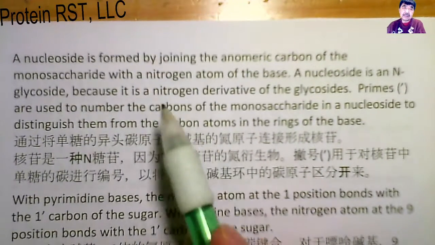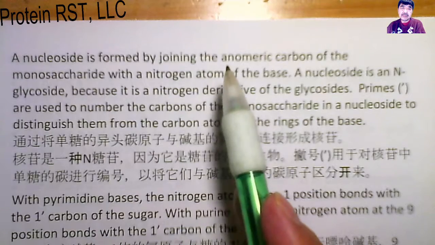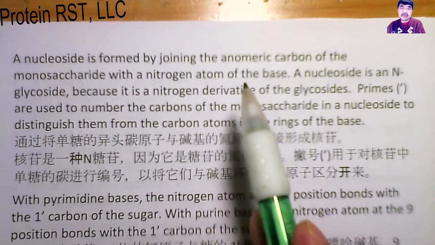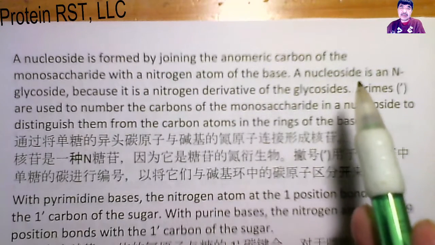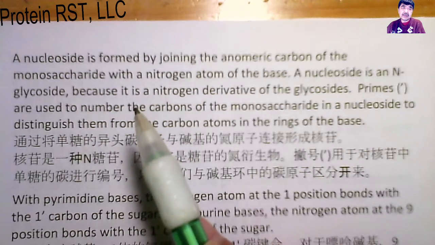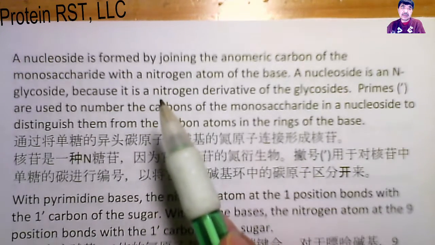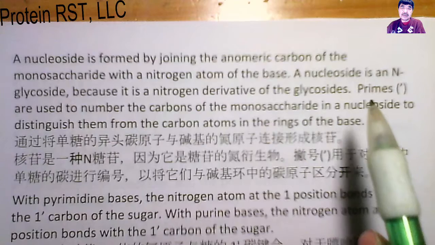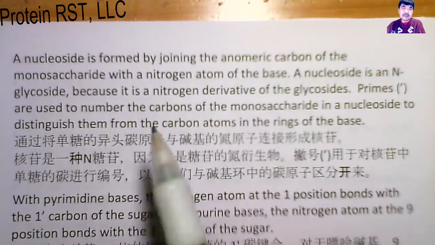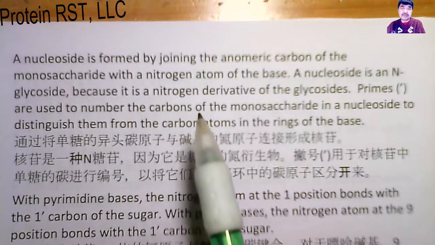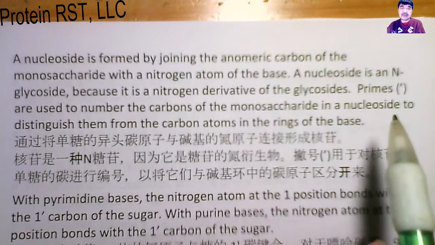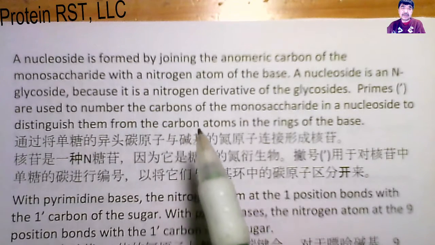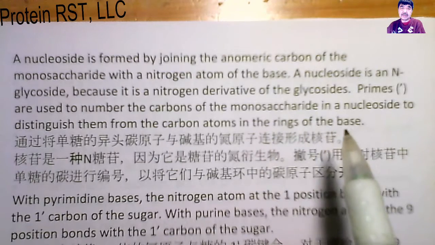A nucleoside is formed by joining an anomeric carbon of the monosaccharide with the nitrogen atom of the base. A nucleoside is an N-glycoside because it's a nitrogen derivative of the glycosides. Primes, symbols like this, are used to number the carbons of monosaccharides in a nucleoside to distinguish them from the carbon atoms in the rings of the base.